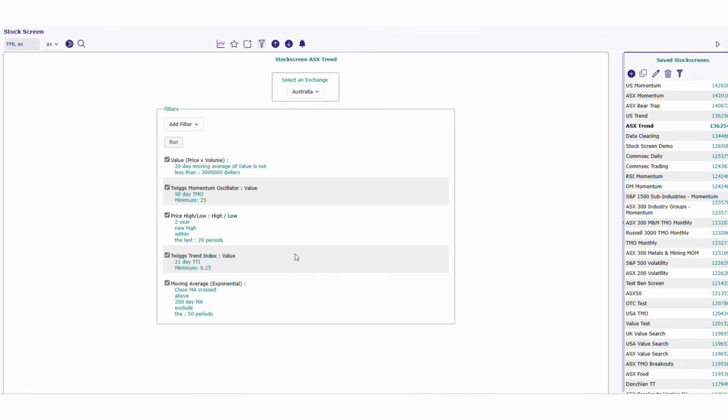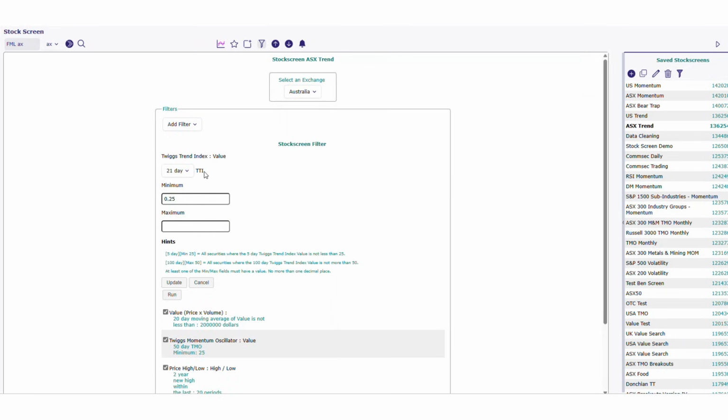Our next one is also a key indicator, Twigs Trend Index. We have a 21-day trend index with a minimum value of 0.25. Now, trend index is slightly different to momentum in that it measures trend strength rather than just the straight rate of change.